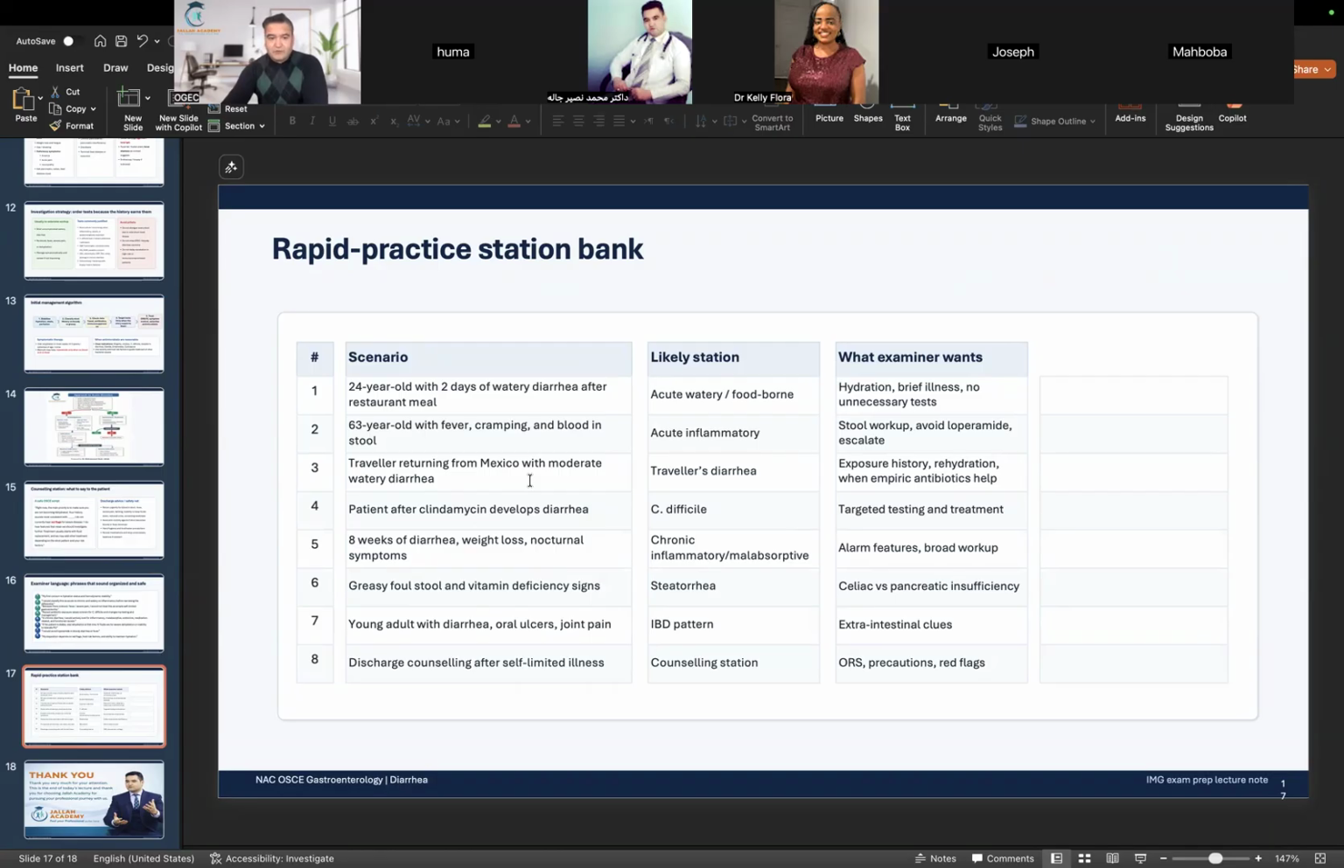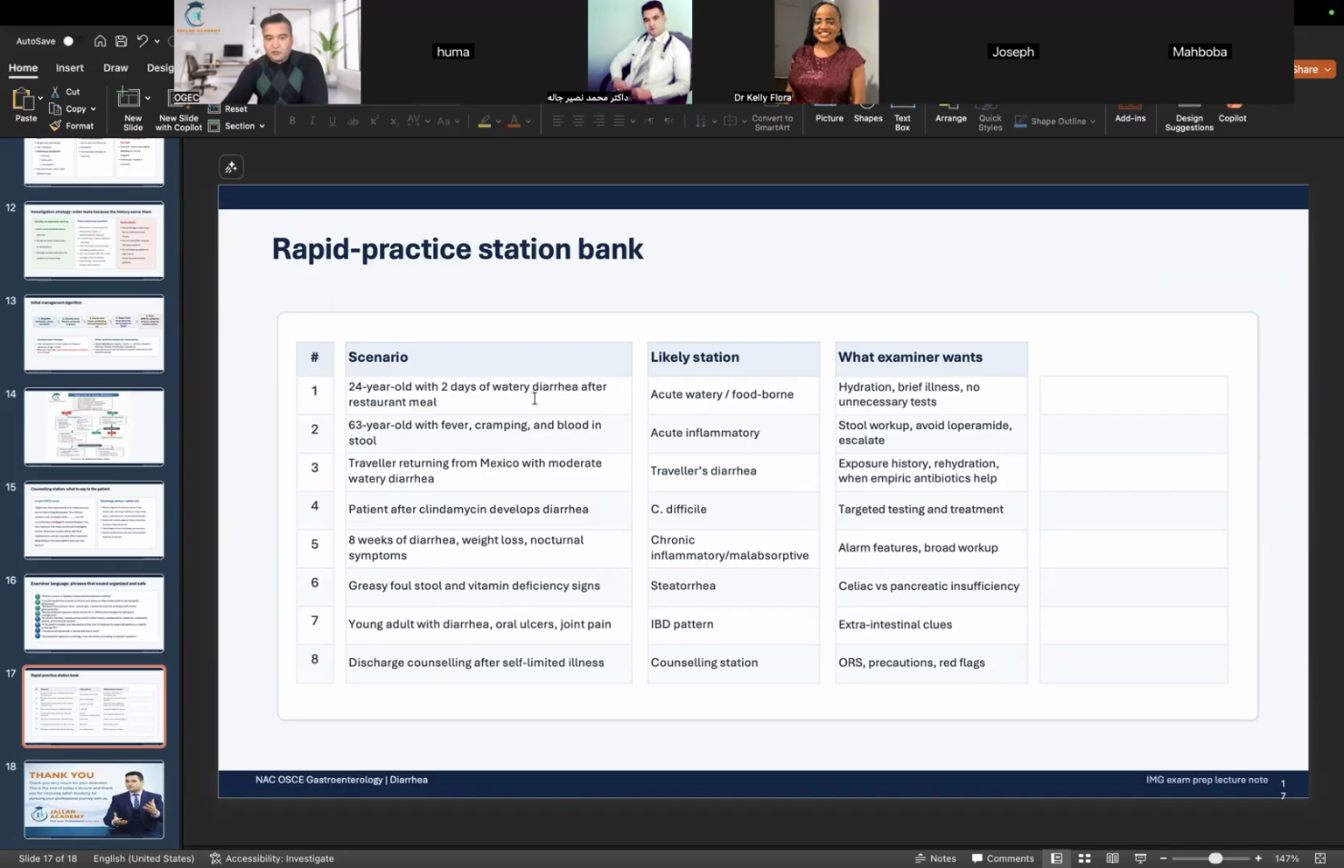So, a few rapid scenarios. For example, you have a 24-year-old man with 2 days of watery diarrhea after a restaurant meal. So what is it? Acute, foodborne diarrhea. Because it is mentioned, 2 days, it's less than 14 days. So it is acute, right?